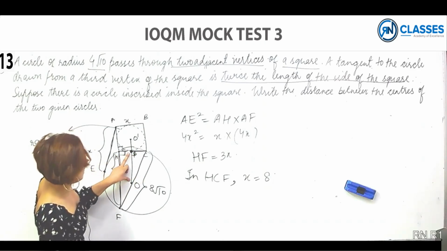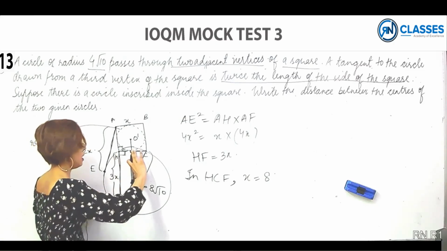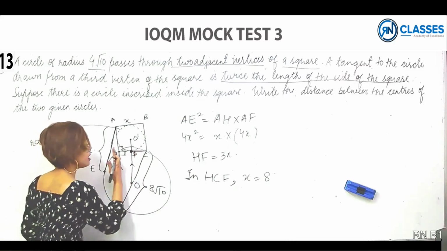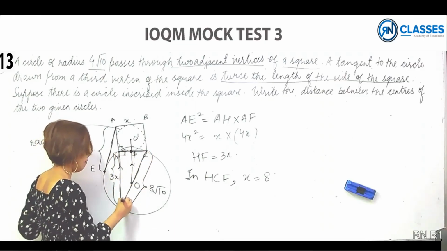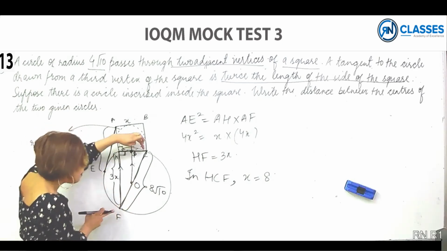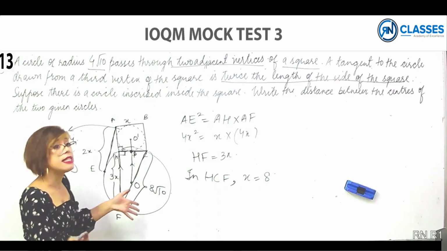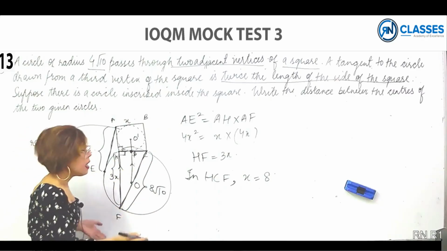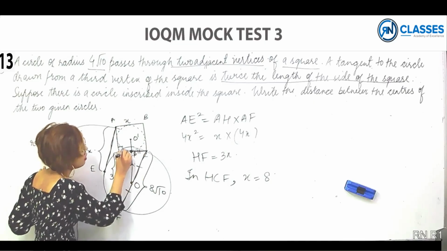Now if I want to find the length PO, I know the perpendicular is here. That means this is parallel to this. These two sides are parallel. In triangle HCF, this side is parallel to this one. And O is the midpoint of this side CF, right? O is the center of the diameter. Now this is equal to this. That means this will be equal to this.